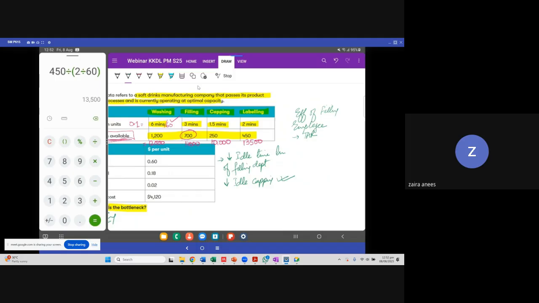But if you improve the efficiency of capping division or capping process, it will improve throughput accounting ratio and it will also improve probably the output of the capping division because in that case you will produce the same output maybe in 1.2 minutes or 1.1 minutes. That's how we increase the efficiency. No?